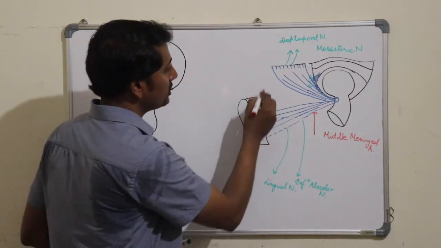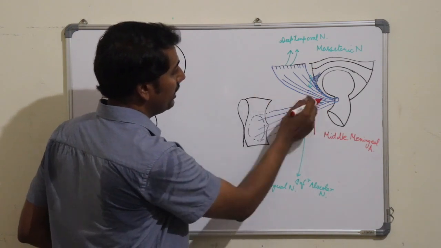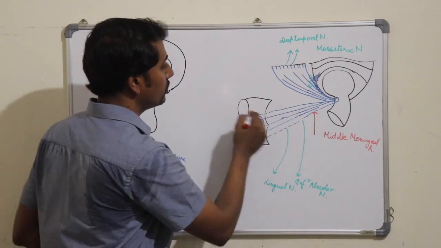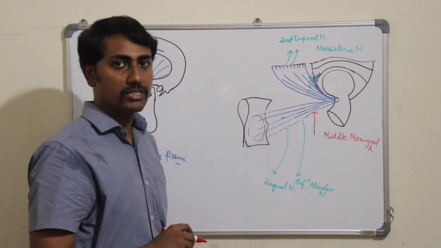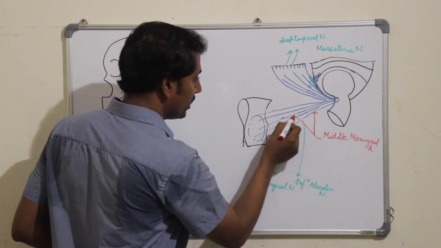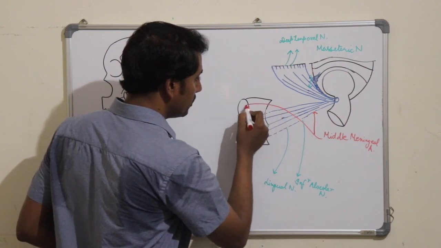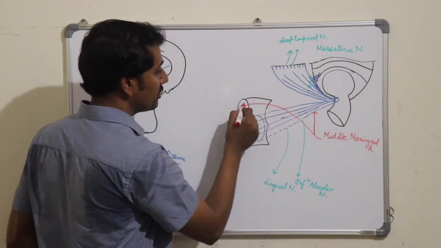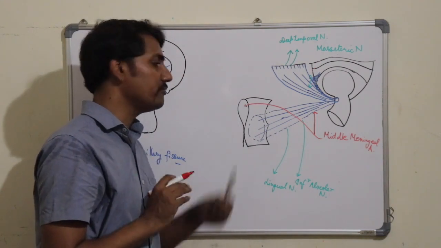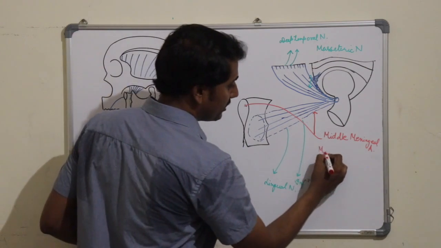Now, what are the structures which are passing through this gap between the lower head and the upper head? There are two structures which are passing through this gap. The first structure is the maxillary artery, which is passing through this gap and going into this pterygomaxillary fissure, that is, inside the pterygopalatine fossa. So this artery was the maxillary artery.